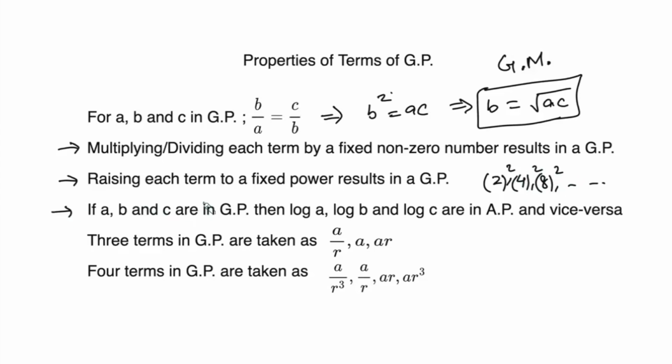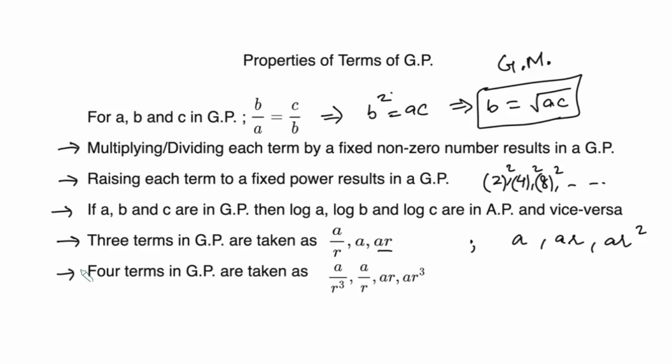If A, B, and C are in GP, then log A, log B, log C will be in AP, and vice versa. Three terms in GP should preferably be taken as A over R, A, and AR if the product of terms is given. Otherwise, we can also choose them as A, AR, and AR square.